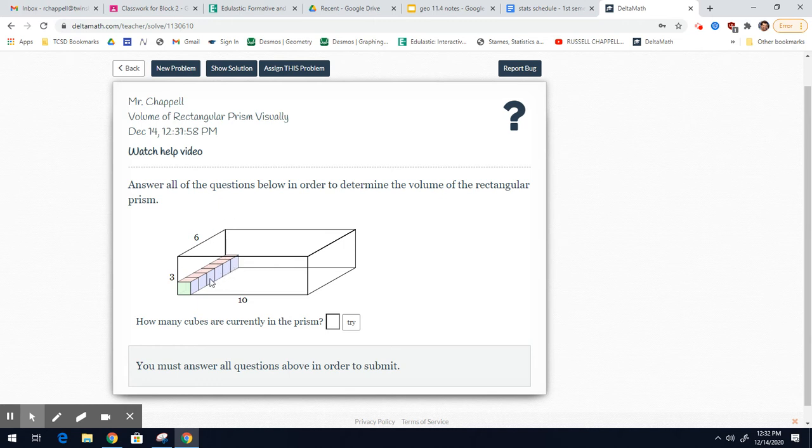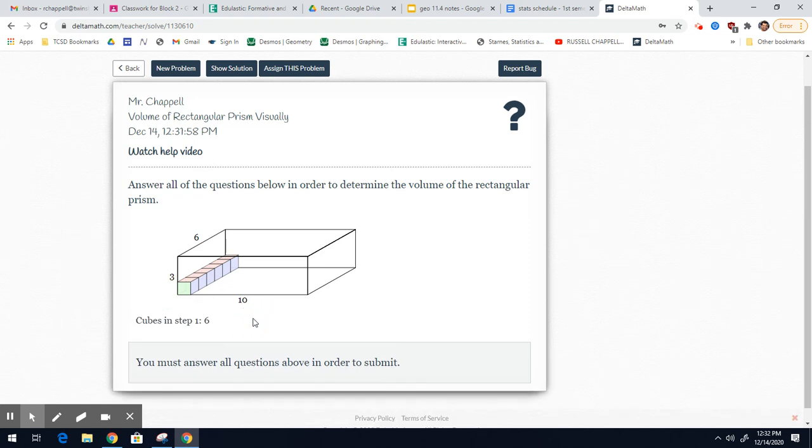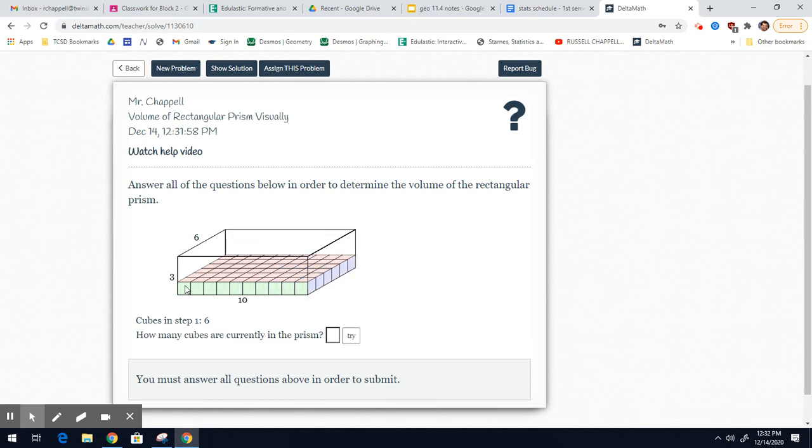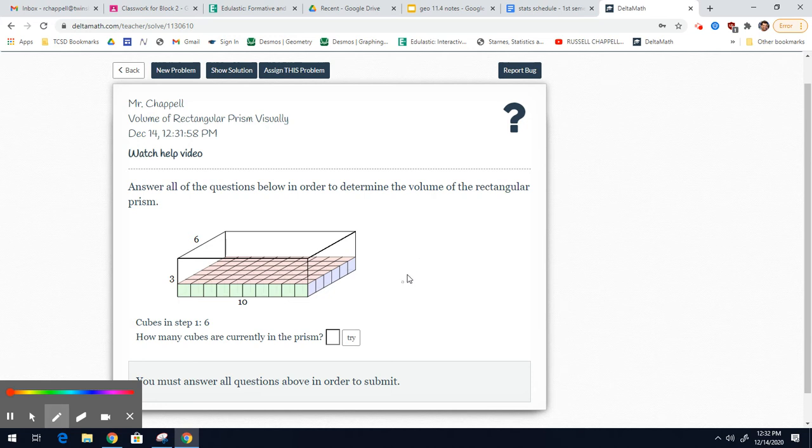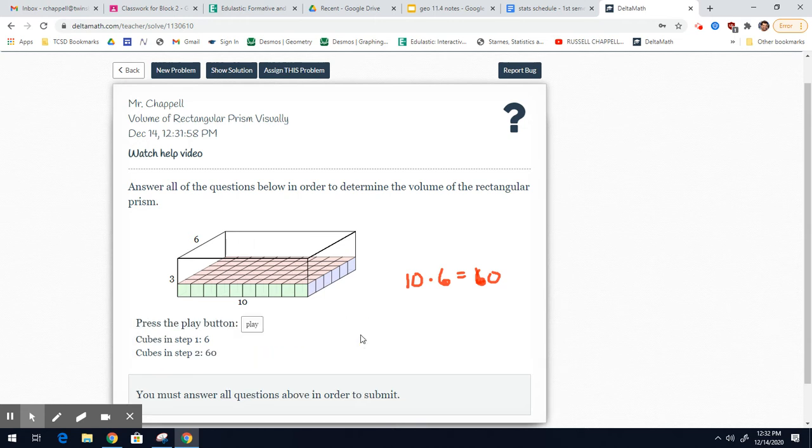Well, it's going along this 6 edge. So there's 1, 2, 3, 4, 5, 6 cubes. Now it says, press the play button again. And now notice it's going along the 10 at the bottom. So again, there are now going to be 10 rows of 6 cubes, or 60. And what that does to me is that represents the area of the base of this rectangular prism. 6 by 10 is 60.